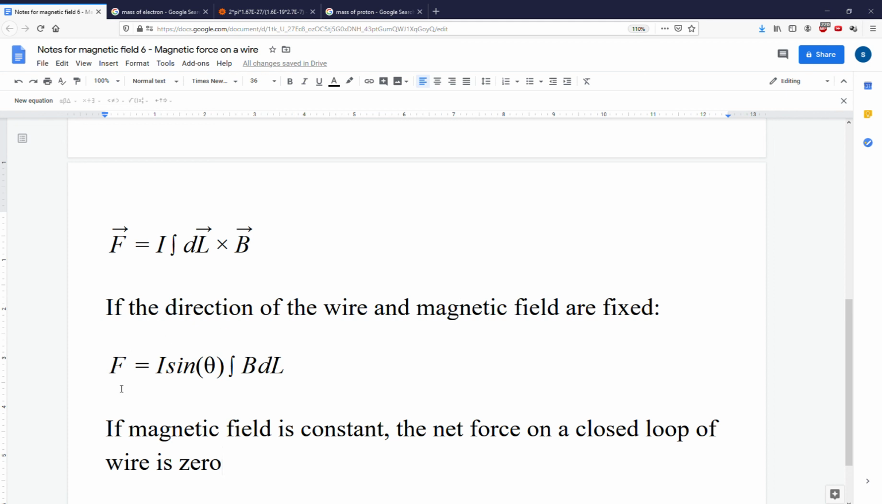Again, it is a scalar, but force is ultimately a vector, so you may need to find the direction of the force, and again, you will use the right-hand rule. This time, since L is the first term, you use your thumb in the direction of the length vector, and your fingers are still in the direction of the magnetic field vector.